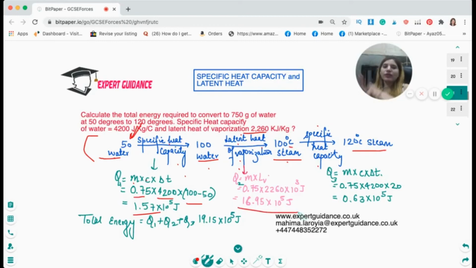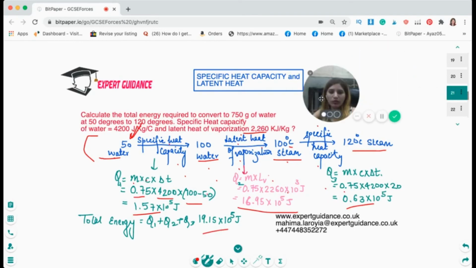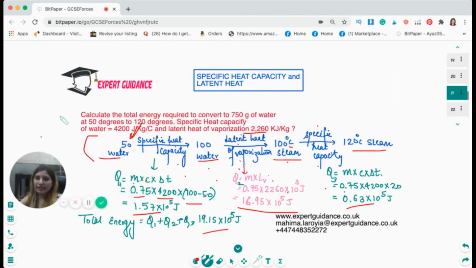And in the last step, we'll convert 100 degree steam to 120 degree steam, for which we'll use mc delta T, where mass is 0.75, specific heat capacity is 4200, times 20, which is 0.63 times 10 power 5 joules. Now we'll add all the three energies, Q1, Q2, Q3, and that gives me 19.15 times 10 power 5 joules as an answer. Now this is very important, it's a long mark question. Make sure you understand this process, what all energies we'll be using and what all changes will be happening to convert 50 degree water to 120 degree steam.